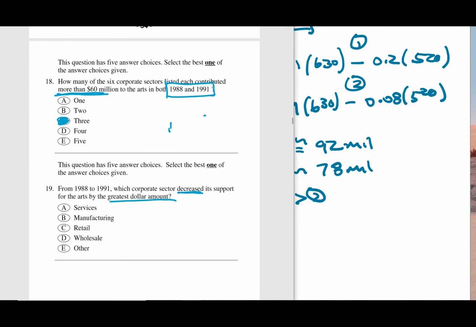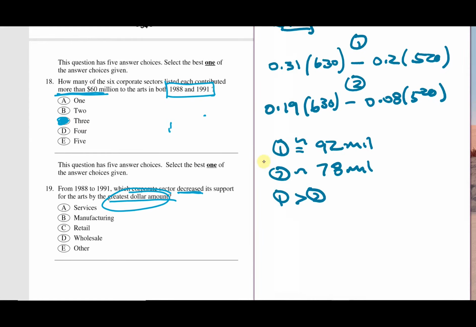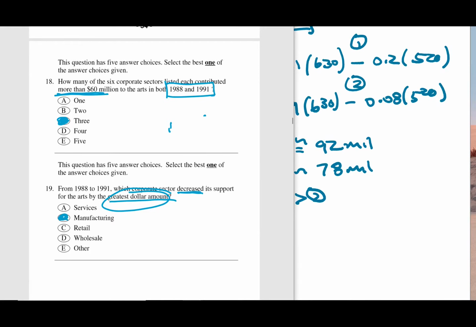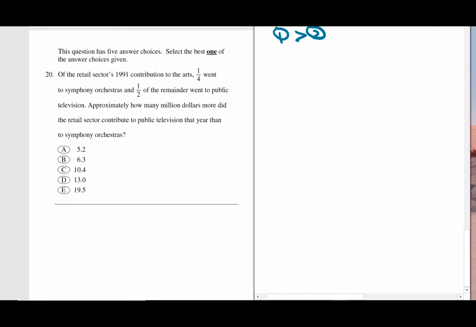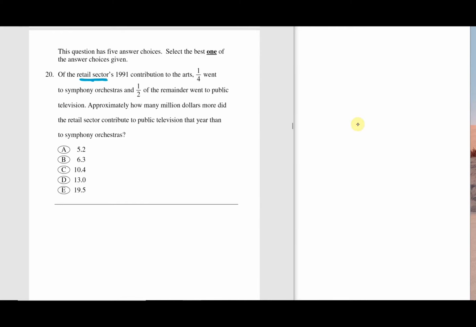So right here it says which decrease it supports by the greatest dollar amount, and of course 92 is greater, so this would be manufacturing. Now here it says of the retail sector's 1991 contribution to the arts, so we're focusing on retail. 1/4 went to the symphony, and 1/2 of the remainder went to public TV.